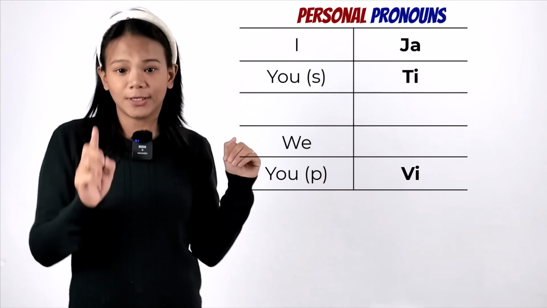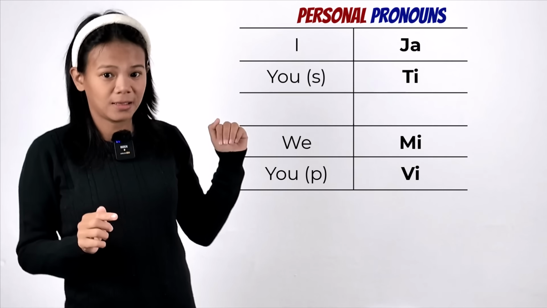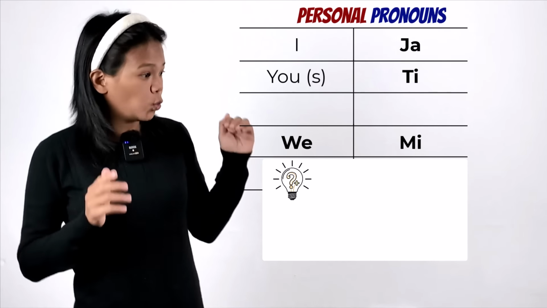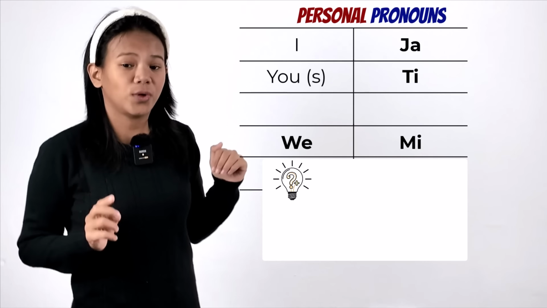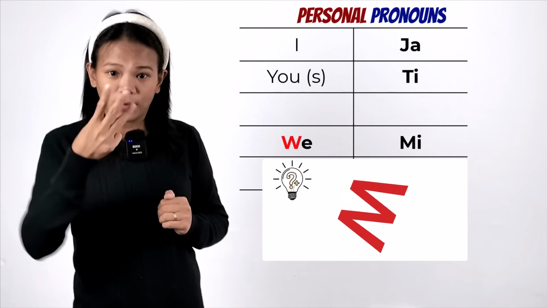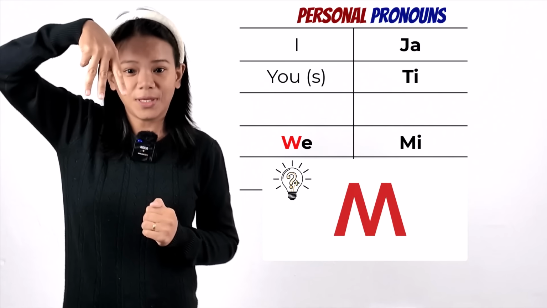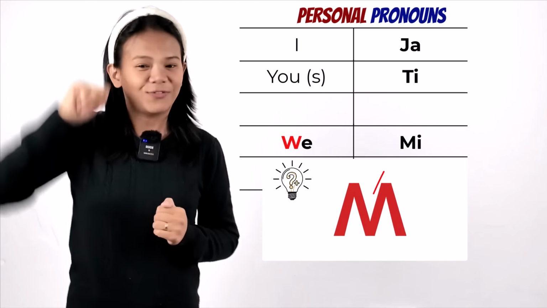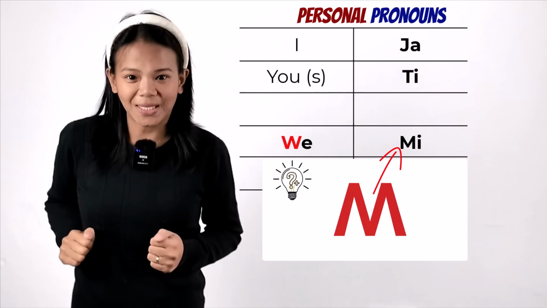We in Serbian is mi. Take the English word we, which starts with letter W. Flip the W upside down and it becomes an M, the first letter of mi.